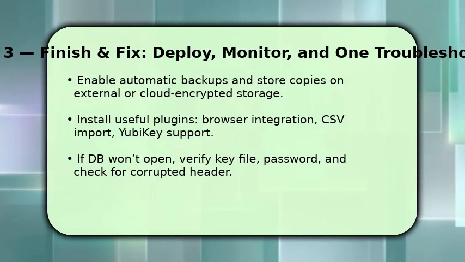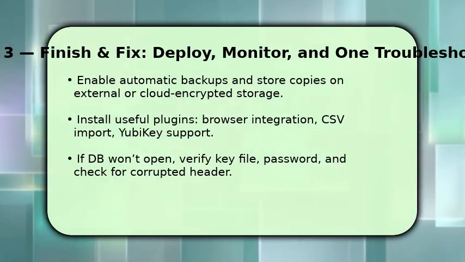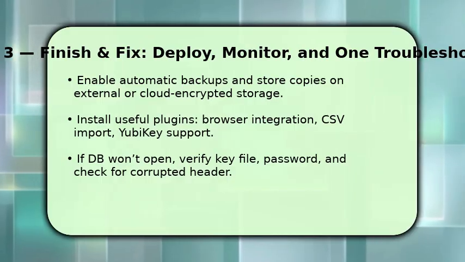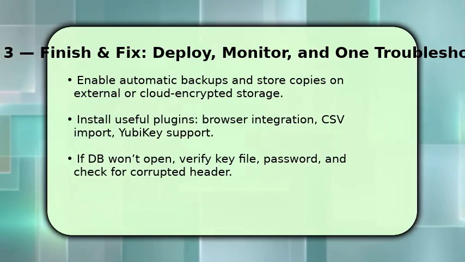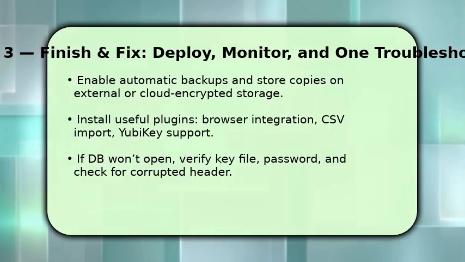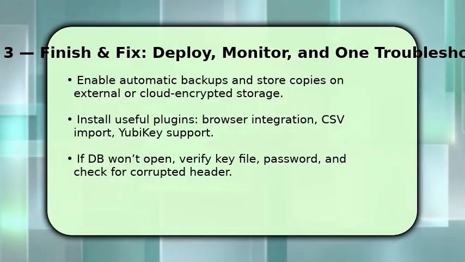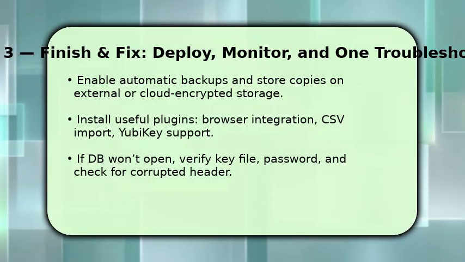Finish by enabling regular backups and saving copies to an external drive or an encrypted cloud folder. This protects you if the file gets corrupted. Install browser integration and any plugin you need, such as CSV import or UrlFieldKey support. Make sure plugins match your KeePass version.